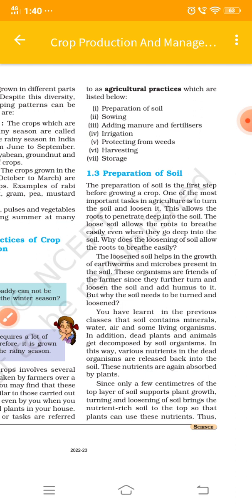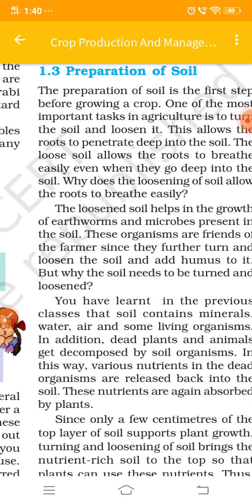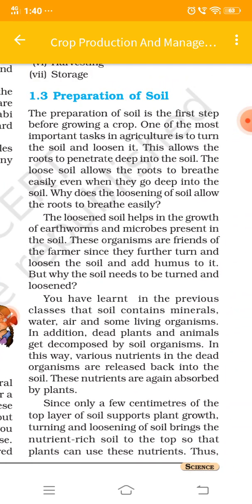move deep in the soil. The loose soil allows the roots to breathe, even though they are deep, because the soil is loose, more air will go in, and roots will absorb that air. So why does the loosening of soil allow the roots to breathe easily? Because air rushes into that vacuum to fill the gaps, and the air present in the gaps is used by the roots. Easy, simple, done.